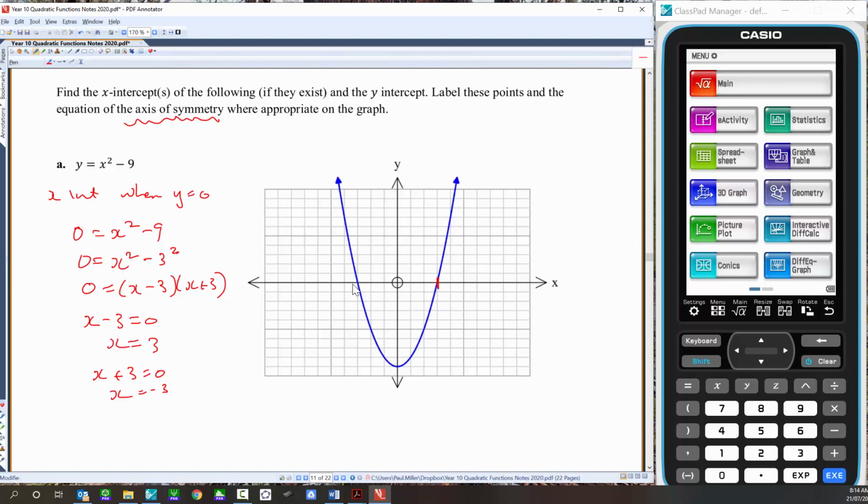Okay, so we're going to label our x-intercepts. This one here is 3, 0. This one here is negative 3, 0. All right, what else? Let's do it another way.